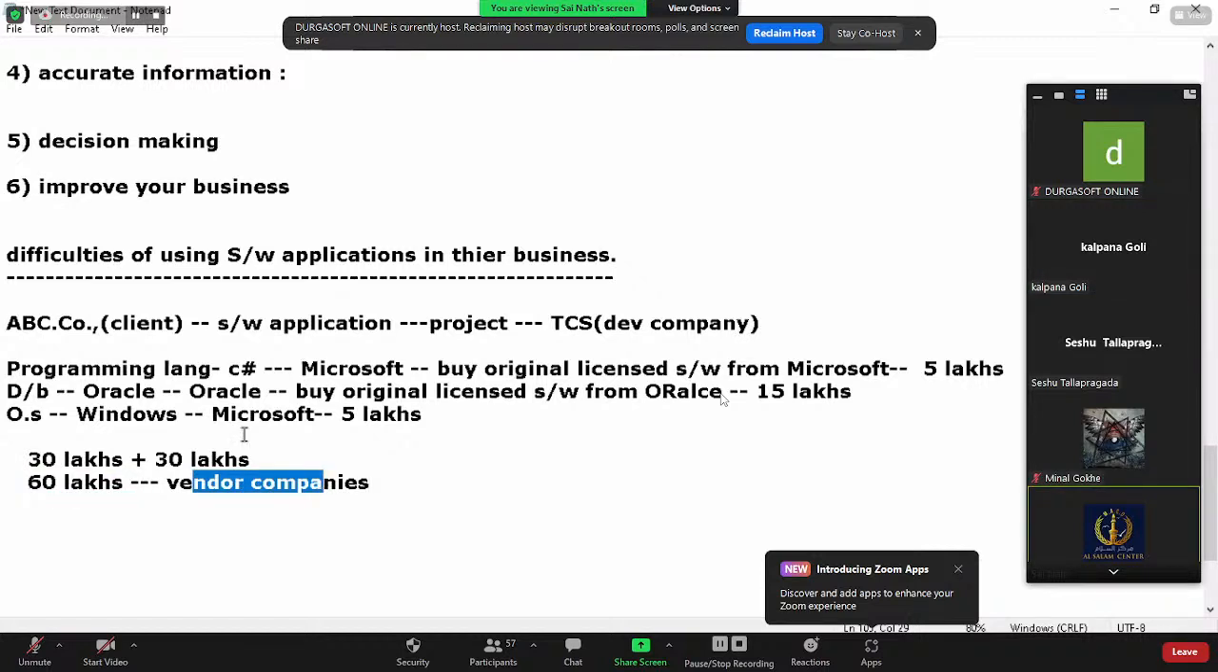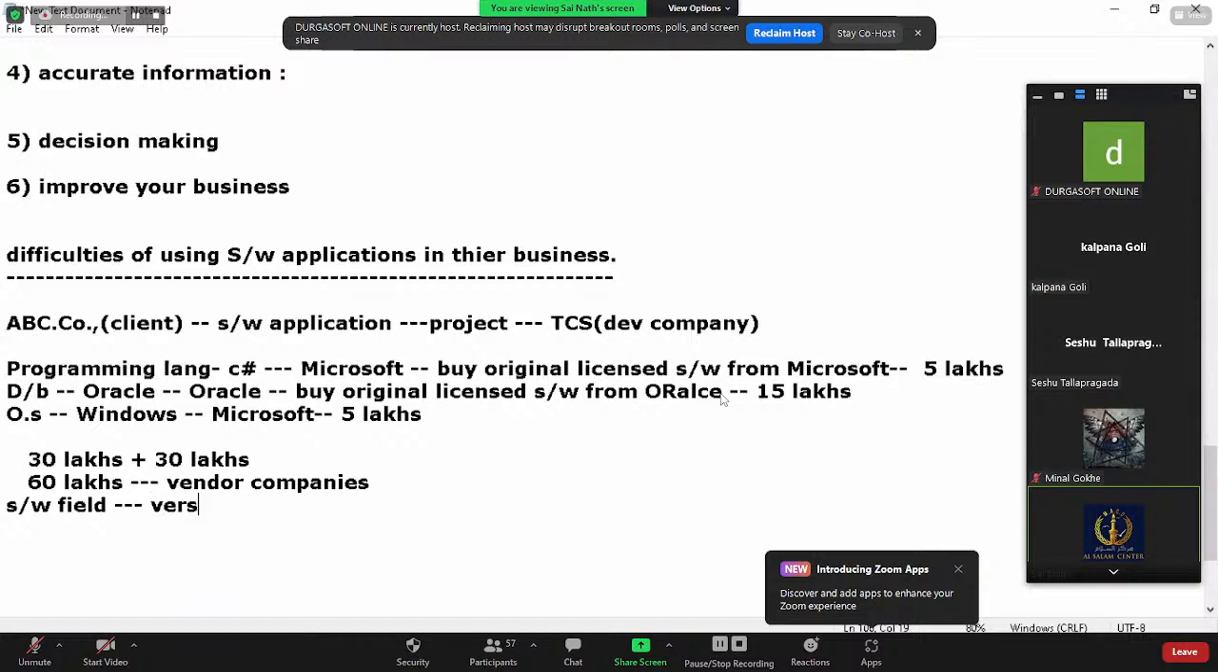All of you understand? Yes, sir. Among these three parties, clients, development companies, and vendor companies, who will get more business? Vendor companies. And one more important point is, we are in the software field. Yes or no?